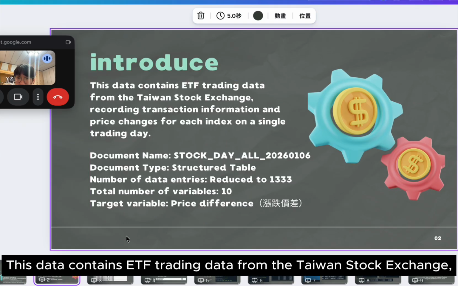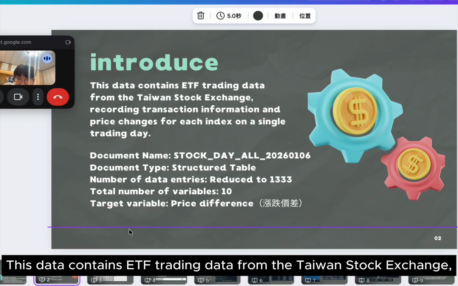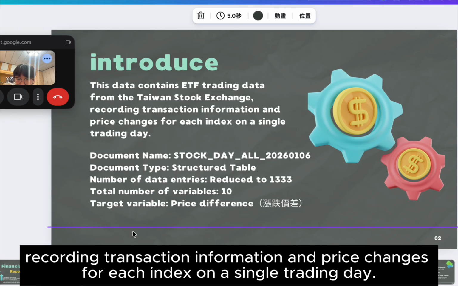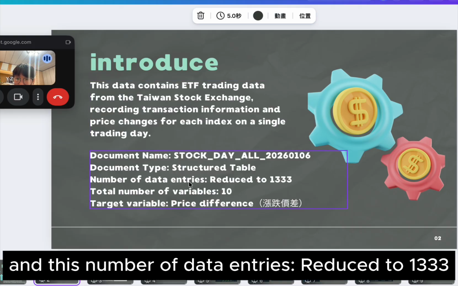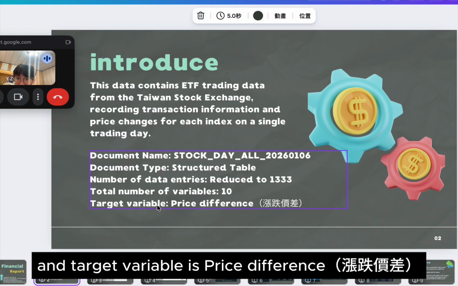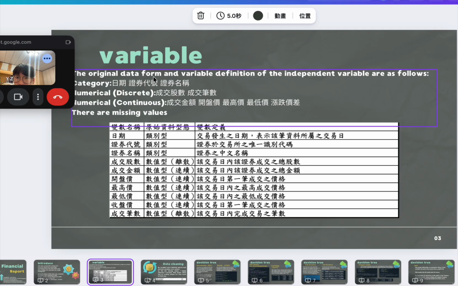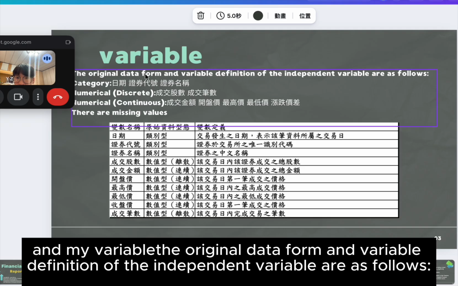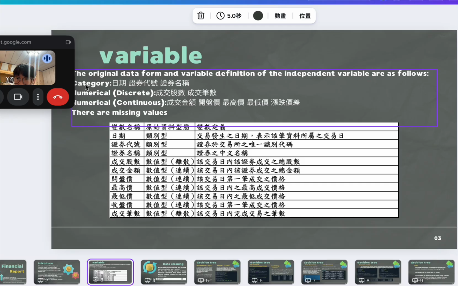This data contains ETF trading data from the Taiwan Stock Exchange, recording transaction information and price change for each index on each trade day. The number of data entries is reduced to 1,333, and the number of values is 10, and the target value is the price difference. And my variable list and independent variables are the following.